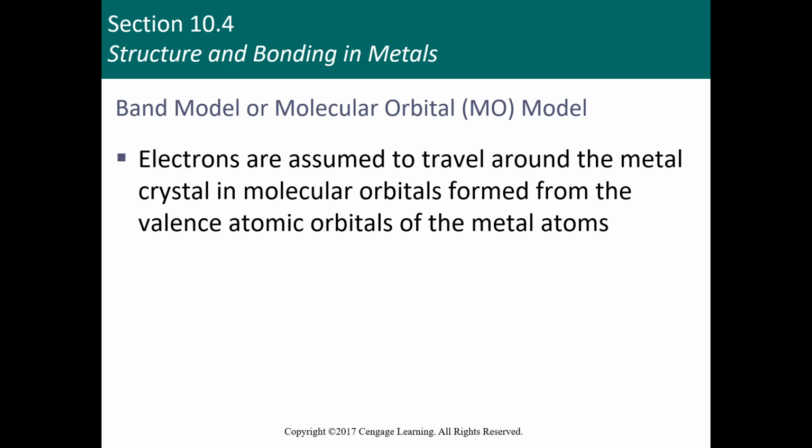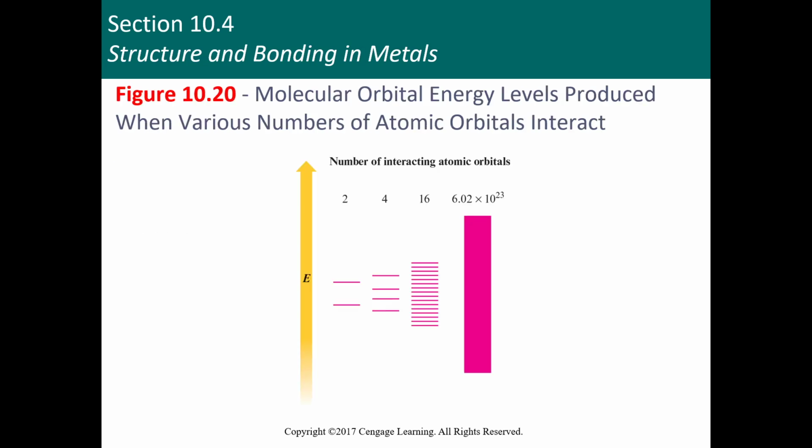So these electrons are going to be assumed to travel around the metal crystal in bands of molecular orbitals that are so close in energy, you can't differentiate the individual ones. And here we see an example of this. This right here would be your number of interacting atomic orbitals. So here we have 2 of them.